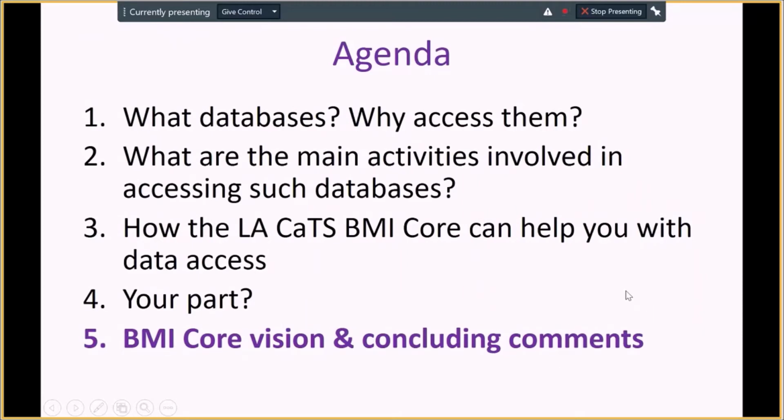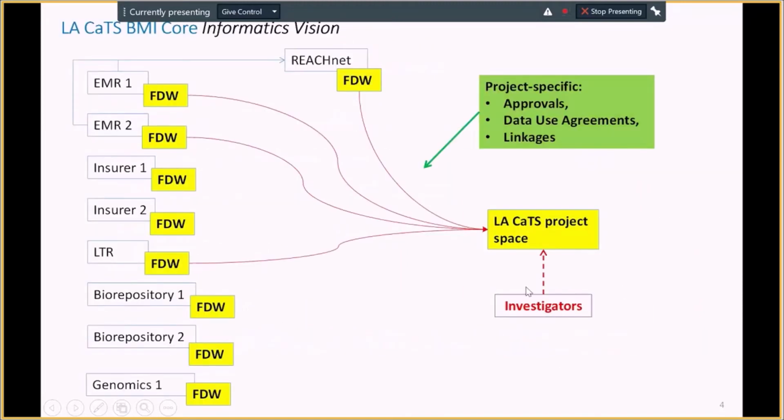Quick concluding comments about our vision. This is beyond what we've covered here. What we really envision, what we're trying to work toward as a BMI core, our informatics vision, is that we actually have federated data warehouses where we derive them from various data sources. They have a similar structure. They've got ontology features on them. They may be linkage enabled by already having the GPID on them, that sort of thing.